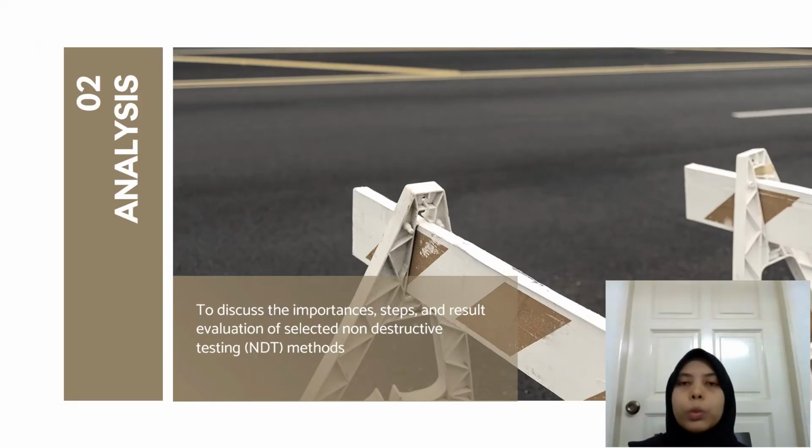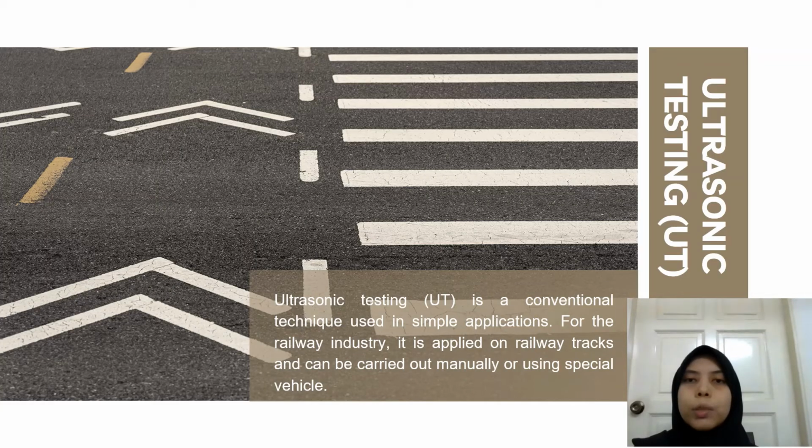For analysis, our group will discuss the importance of NDT in each phase of material processing or in civil performance, steps or procedures of both common and advanced methods, and result evaluation for defect rate. Ultrasonic inspection is applied on railway tracks primarily for detection and evaluation of internal rail defects, and it can be carried out either manually using portable equipment or special vehicles. The details of ultrasonic testing will be discussed in the following slides.